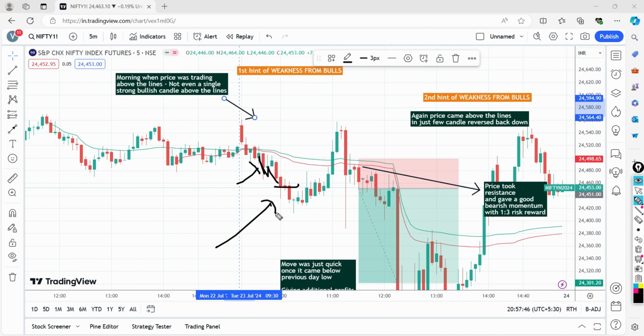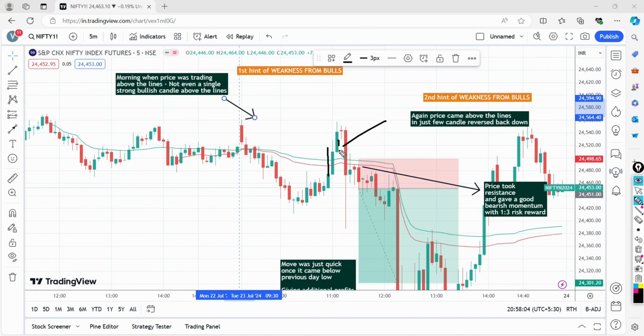So bare minimum, I am not in a wrong direction. I will not focus on a bullish direction at this location. Simple. Price is trading here. Again, bulls are trying to move up. One candle, two candle, price action is happening. So here price is crossing the level.